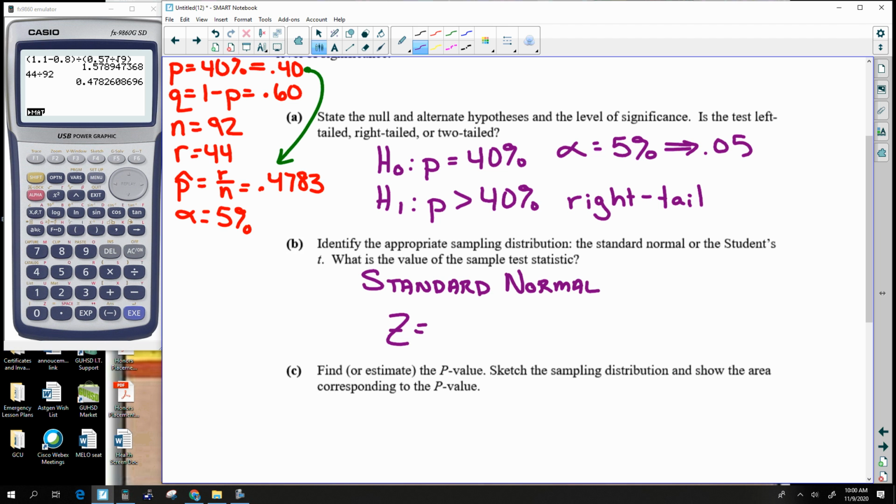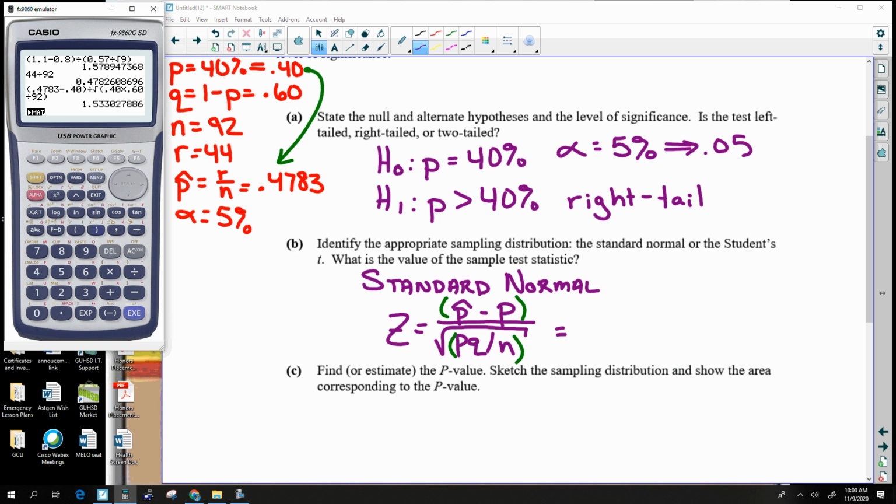And so z in this situation is p hat minus p divided by the square root of pq divided by n. What you want is parentheses around the top and around the inside of the square root. So this is going to be p hat minus p divided by the square root of, open parentheses, p times q divided by n, close that parentheses. Z-scores go to 2 decimal places. This is 1.53.